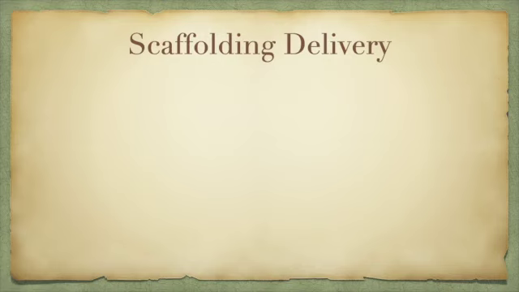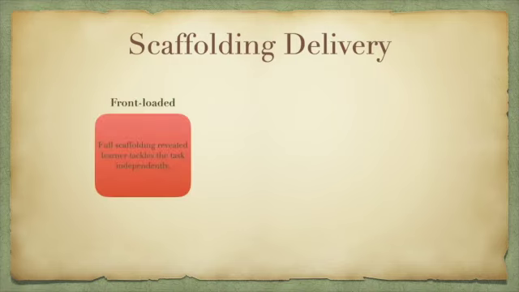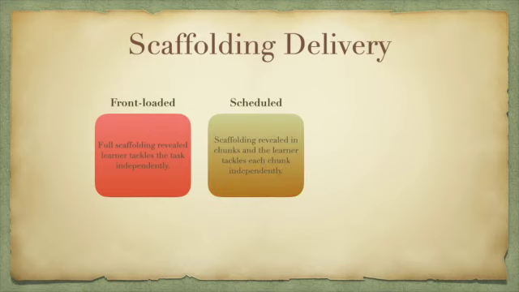To make matters even more complicated, in addition to the three scaffolding designs, there are three delivery models that should be considered when scaffolding. First is to front-load the delivery. This means that the scaffold is revealed with the task and then the learner is left to tackle the task independently. This means that the learner maintains full independence in the execution of the task.